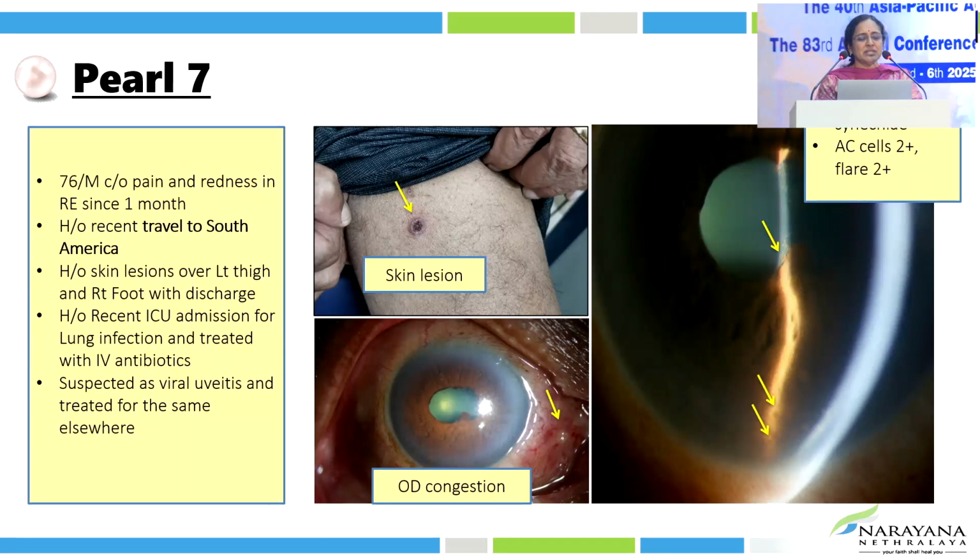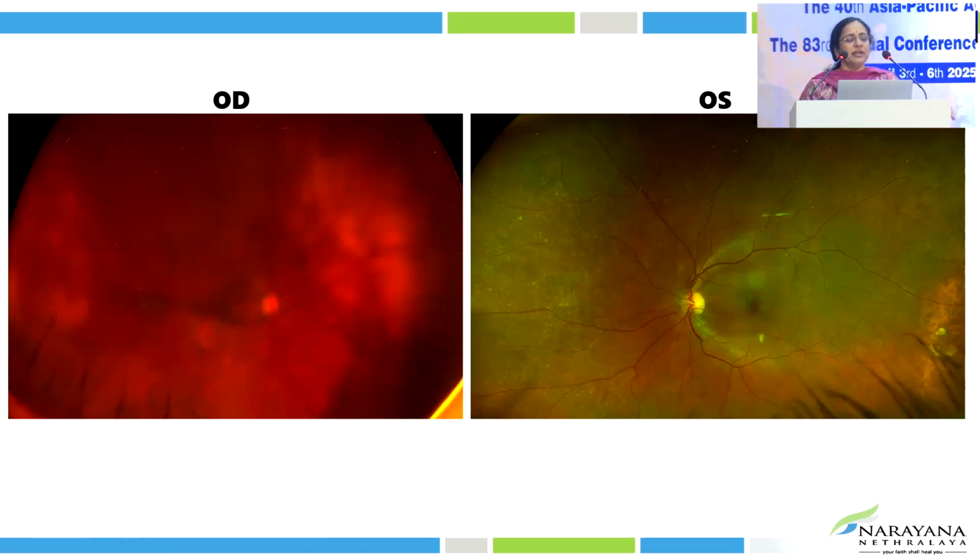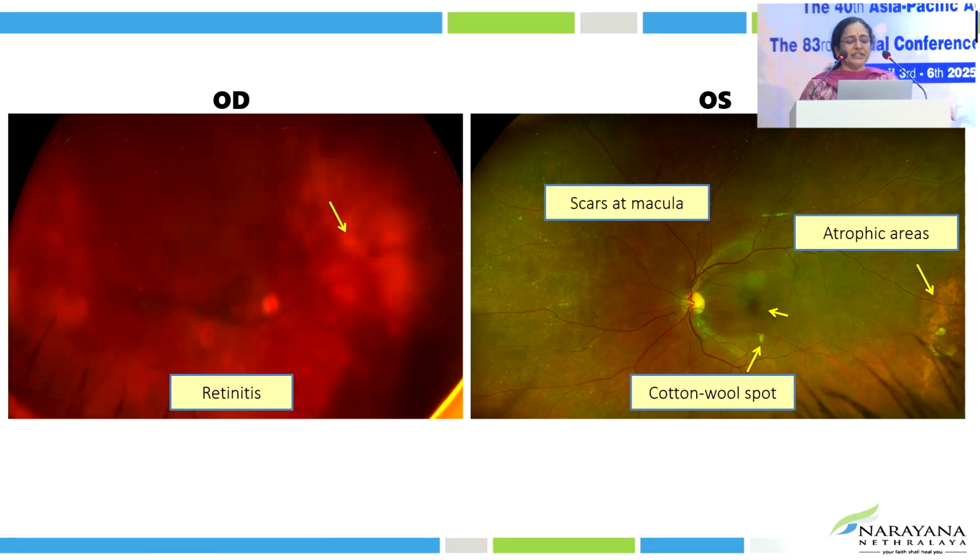Next is Pearl number 7. Here is a 76-year-old male presented with pain and redness. In the history, he had recent travel to South America. That was a major clue in this case. He had been treated with antibiotics for repeated lung infections and skin infections, and for a viral infection. This is a skin lesion photograph, and he had pigmented KPs with posterior synechiae with anterior segment reaction. On fundus, we could see a multifocal retinitis lesion in the right eye. There are scars, and peripherally you notice atrophic scars with a few cotton wool spots.